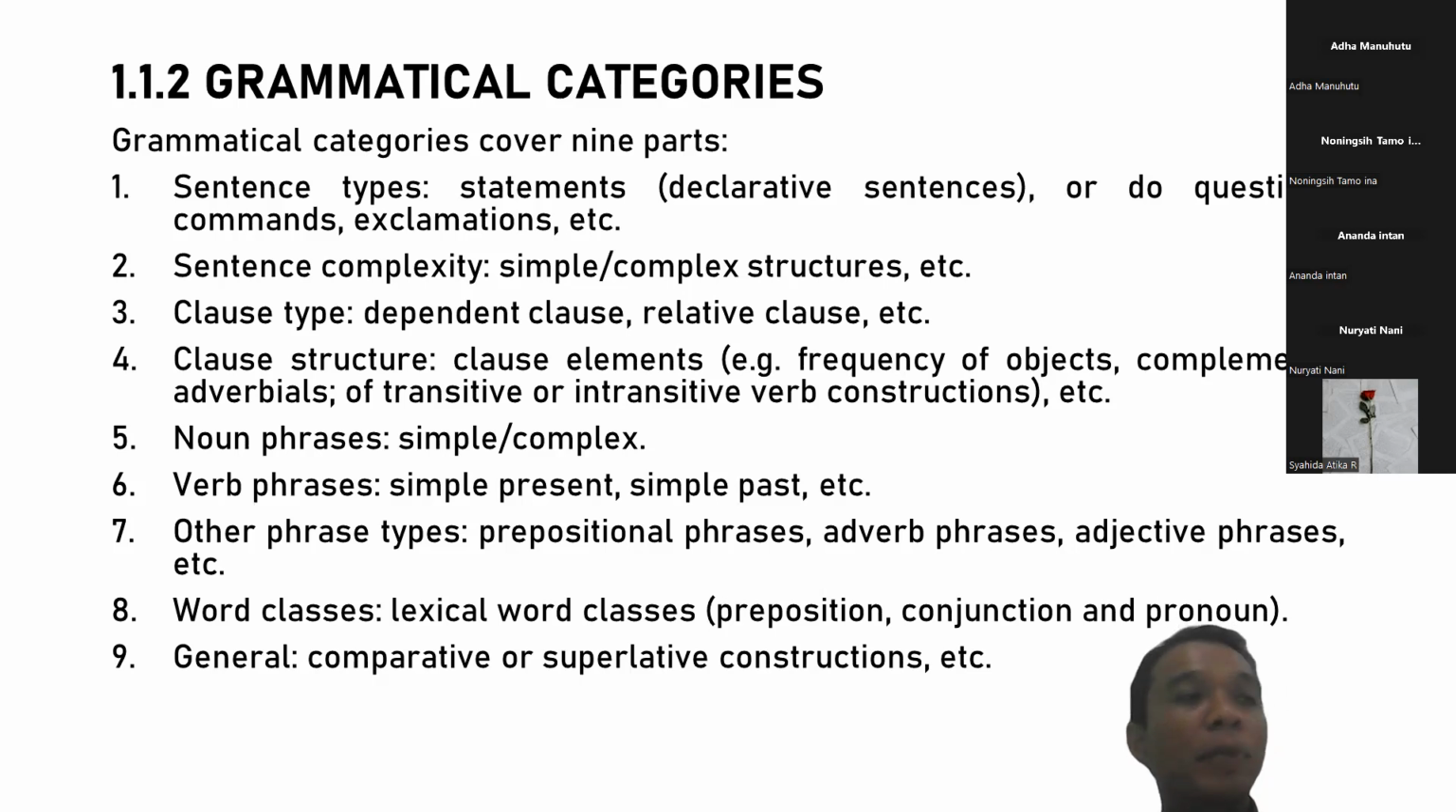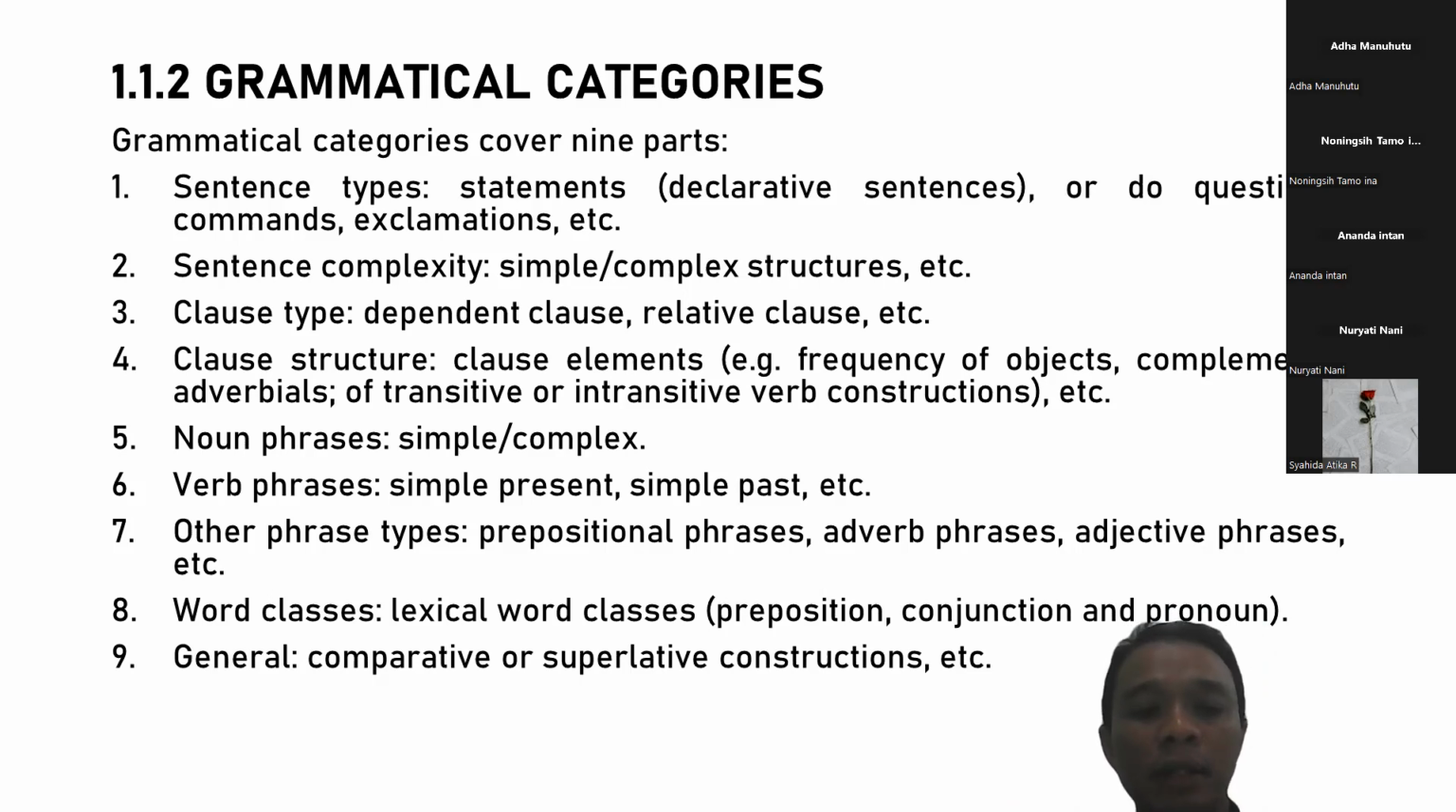The sixth one is verb phrases. For example, it includes simple present, simple past. Number 7, other phrase types. They include prepositional phrases, adverb phrases, adjective phrases, etc. The 8th one, word classes, lexical word classes, preposition, conjunction, and pronoun.